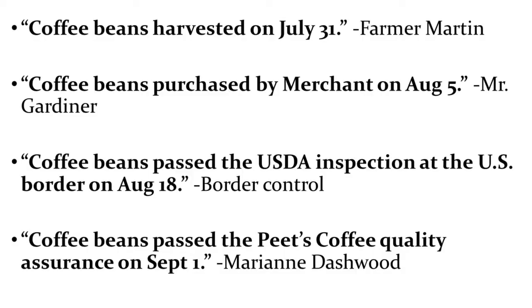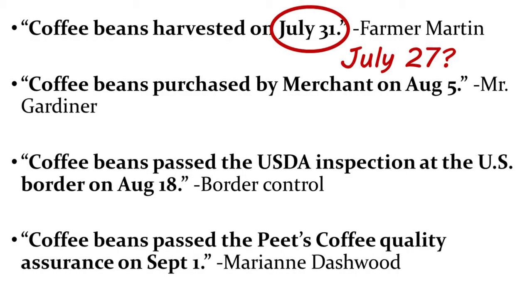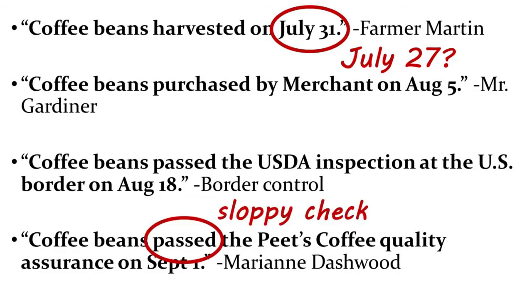It's always possible that one of these statements is a lie. Maybe Farmer Martin picked the beans on July 27th and just didn't write it onto the blockchain until July 31st. Maybe Marianne Dashwood does a sloppy job of her quality inspection at Pete's and doesn't check every bag of beans. Who knows? But the level of truth on that blockchain is good enough without any extra verification.